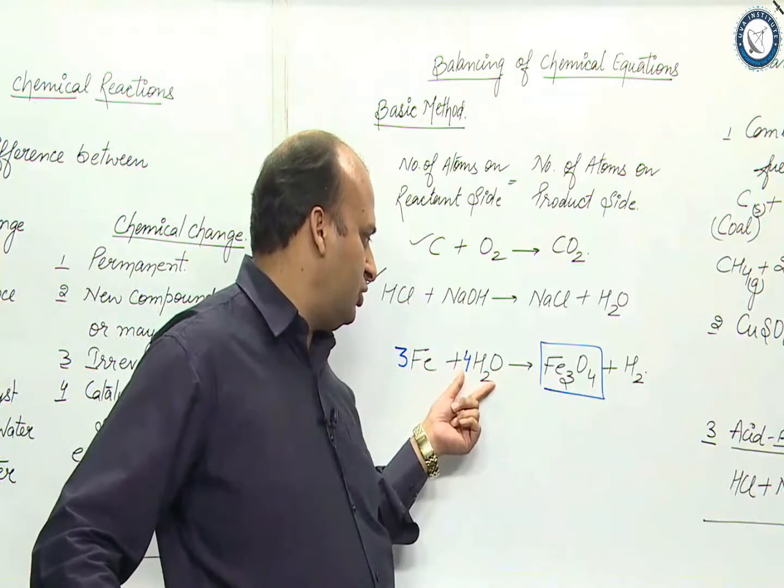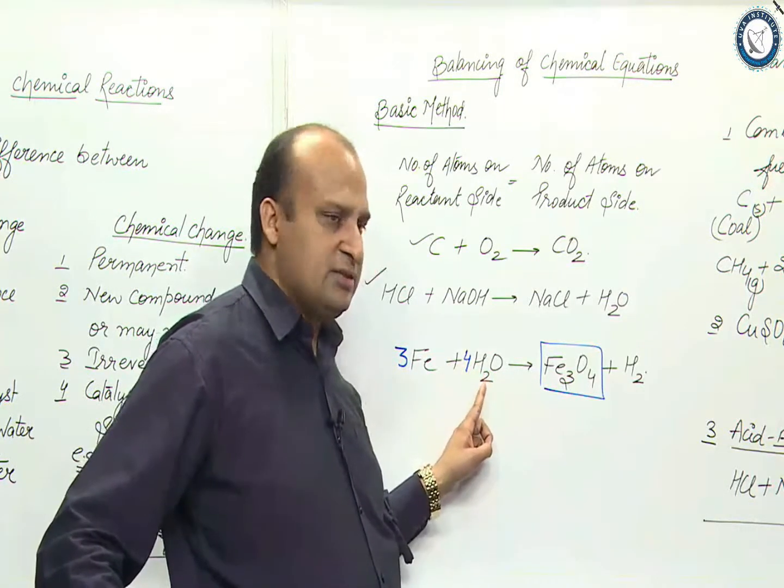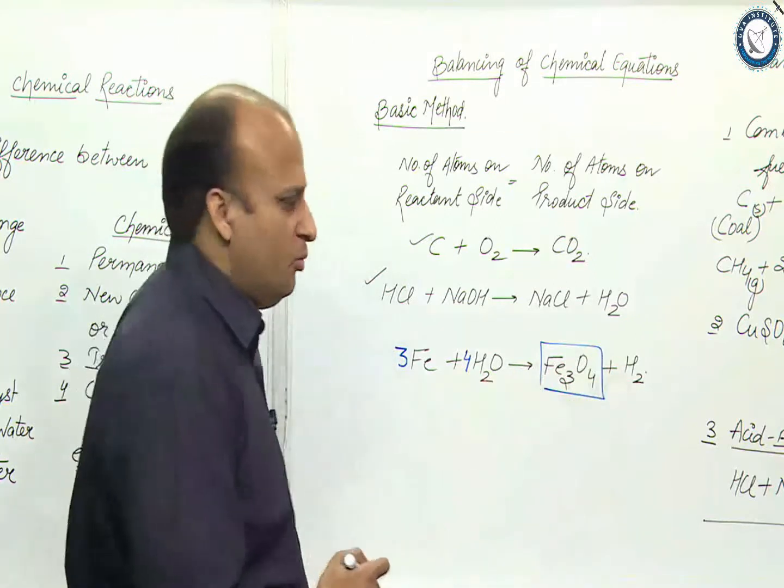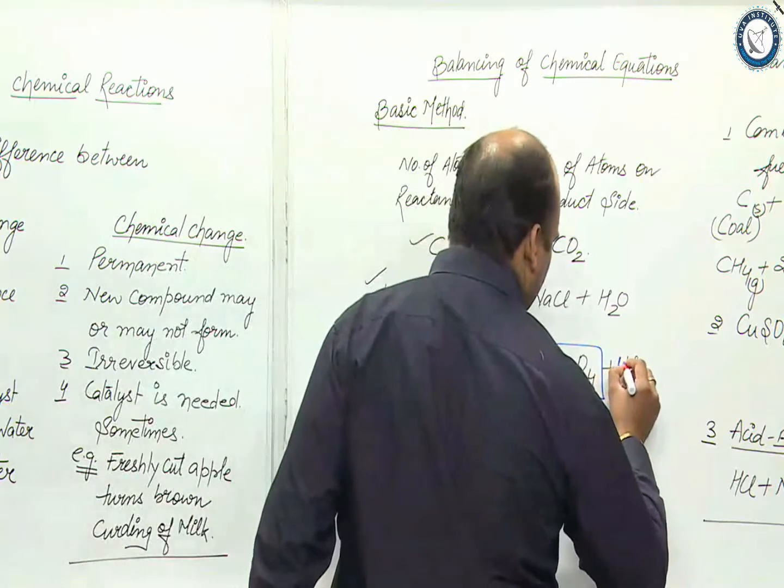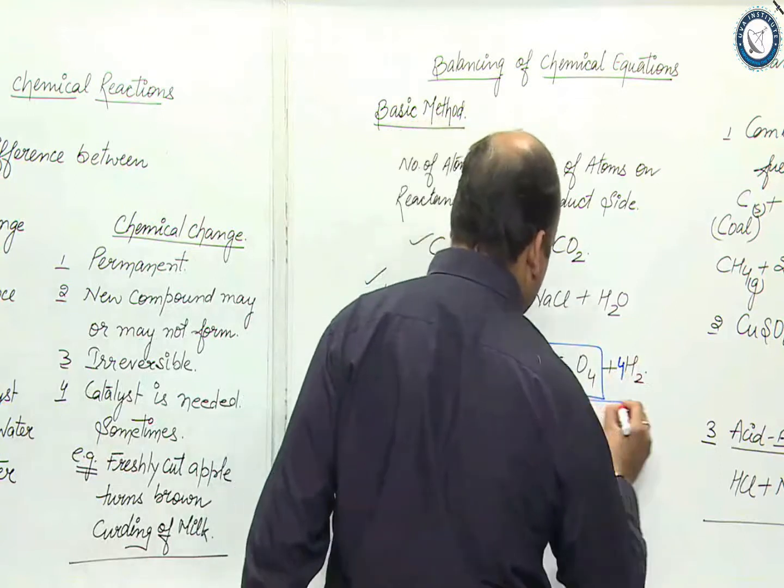How many hydrogens do you see over here? 4 into 2 is 8. How many do you see over here? 1. So now you write 4 over here. Now tell me, is it balanced or not?